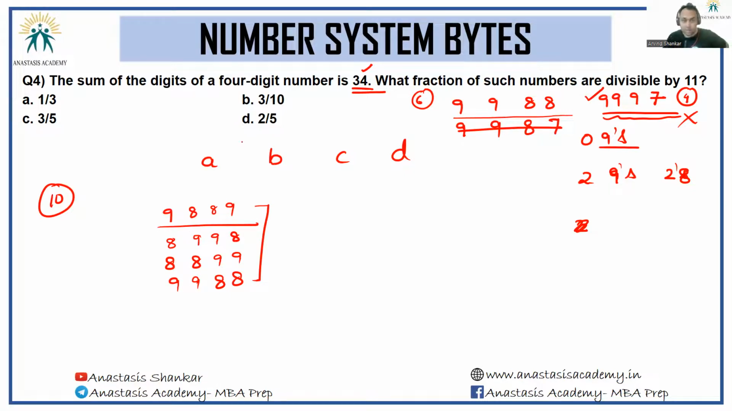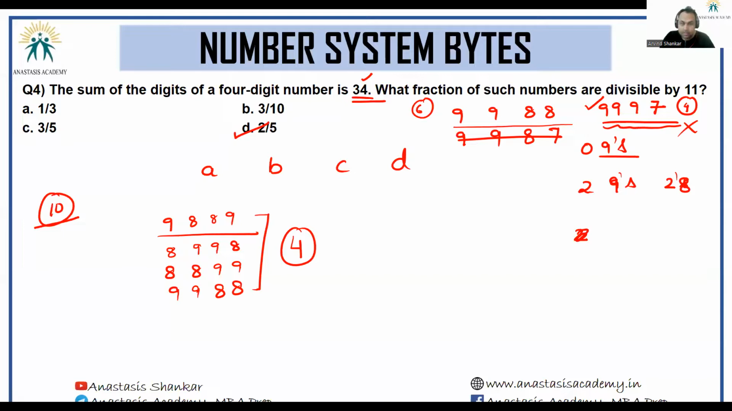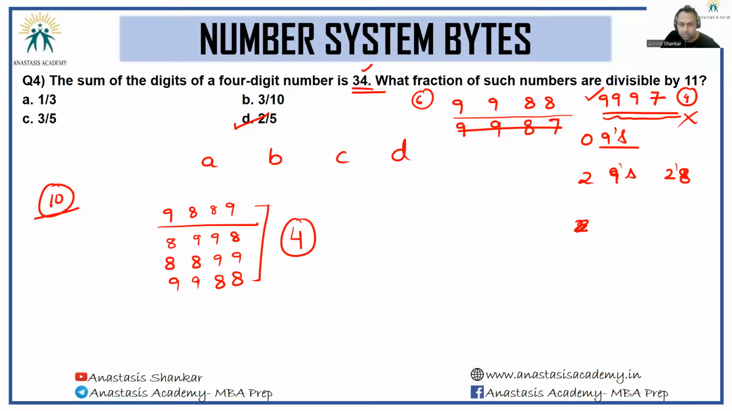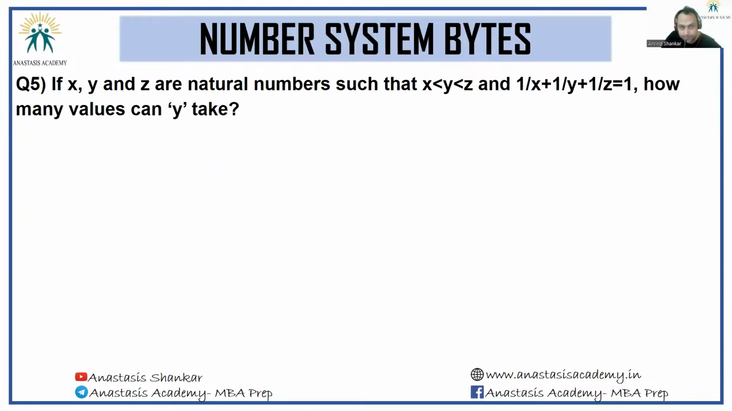So overall, the answer to the question will be option D. Out of 10 possible numbers, there are 4 numbers which can be divisible by 11. I hope I am not missing out on any case. Yes, these should be all. Answer to the question should be option D.